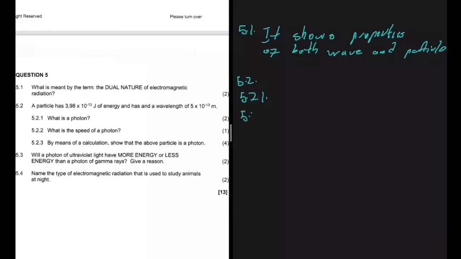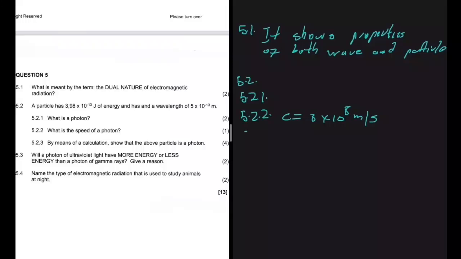Let's move to 5.2.2. 5.2.2 says, what is the speed of a photon, right? If it is a photon, then we know that it's a packet of energy in which light travels. And then what is the speed of light again? The speed of light, c, is equal to 3 times 10 to the power 8 meters per second, right? Nothing travels faster than light.